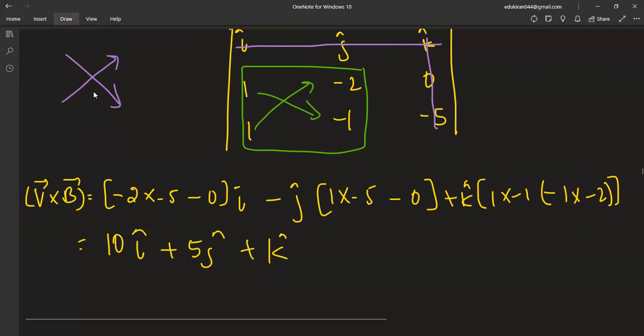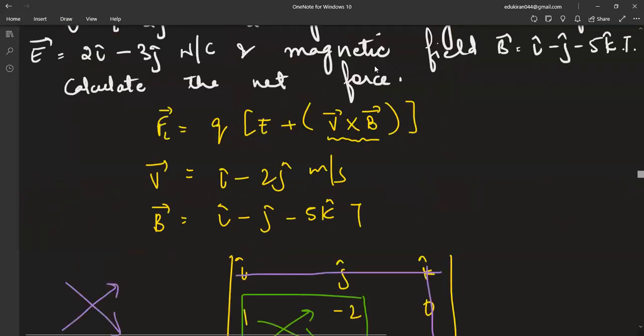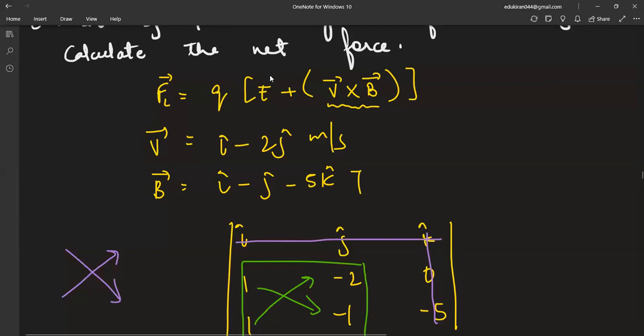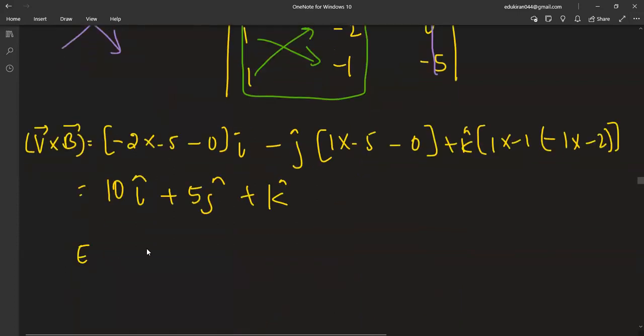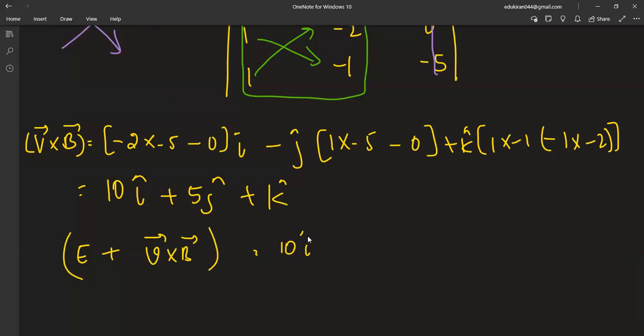Now this doesn't complete our answer. Why? Because this is just V cross V. You have to add E also to it, right? So let's add E to it first. E plus V cross B is what? See, V cross B is 10 I cap plus 5 J cap plus K cap.